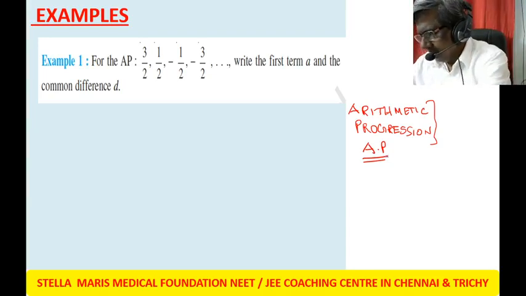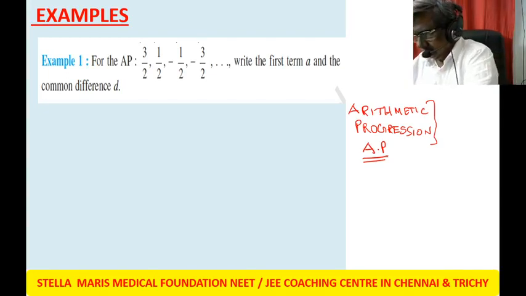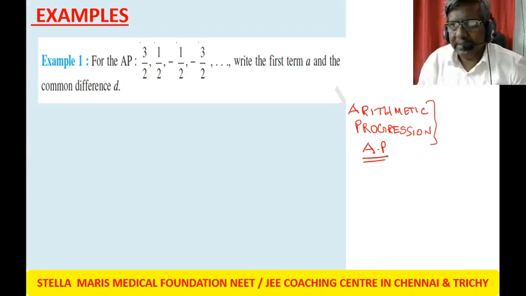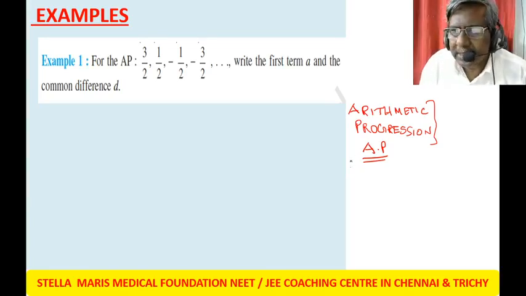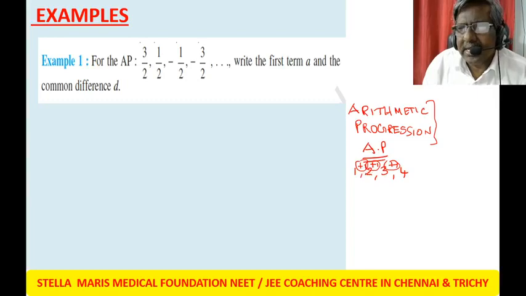For instance, I take these numbers: 1, 2, 3, 4. Now see, 1 plus 1 gives you 2. Then 2 plus 1 gives you 3. Then 3 plus 1 gives you 4. Here, addition of 1, addition of 1. So the fixed number 1 is added to the first term, and 1 is added to the previous numbers, you are getting the next numbers. So here it is called an AP. This is called an AP.